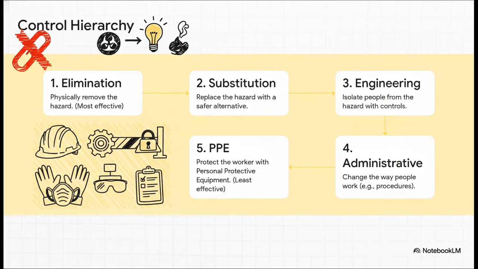Can you substitute it for something safer? No? Then you look at engineering controls, like putting a guard on a machine. After that, you've got administrative controls, like changing procedures. And right at the very bottom, the absolute last resort is PPE. It is a last line of defense, never, ever your first choice.